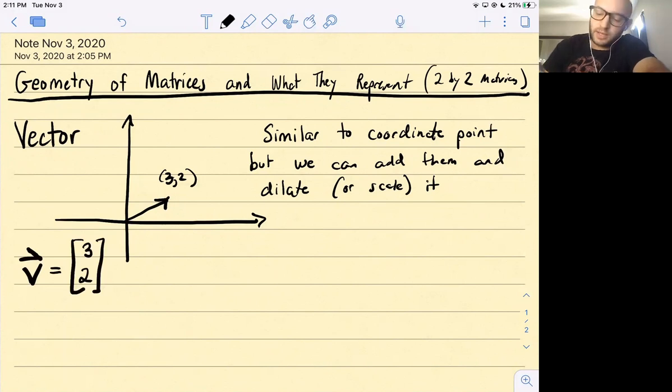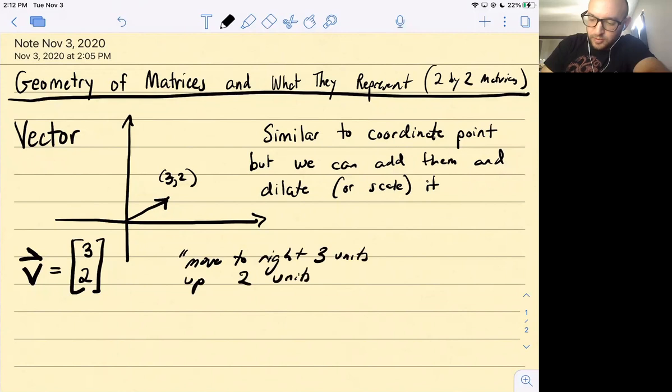So I would read this as move to the right 3 units, and then up 2 units. That's how I would interpret this one.